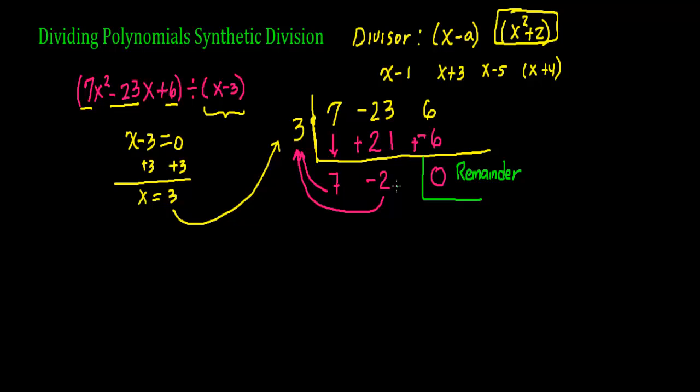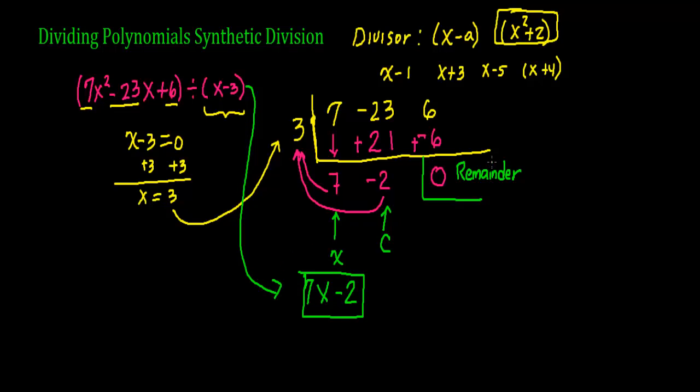Okay? And all of these over here, these are the coefficients of your quotient or your answer. And this is how I like to label them. That very first number next to the remainder, this is your constant term. And the number next to that, this is the coefficient of your x to the first power term. Okay? So that means that the quotient is 7x minus 2. And that would be the answer to this division problem. 7x minus 2 with a remainder of 0.